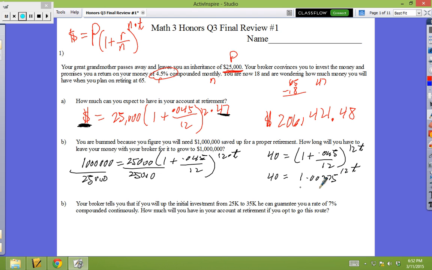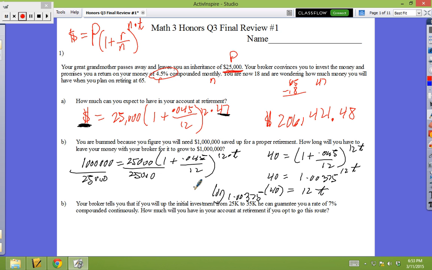Okay, now I've got to ditch this base first. I've got to ditch the 1.00375, and the only way you can undo a base is by the logarithm. So we've got to morph this power, this exponential equation, into a logarithmic equation. So it's going to be log, and this is my base, 1.00375, and we're going to take the log of base 1.00375 of 40, and that's going to equal the exponent, which is 12t.